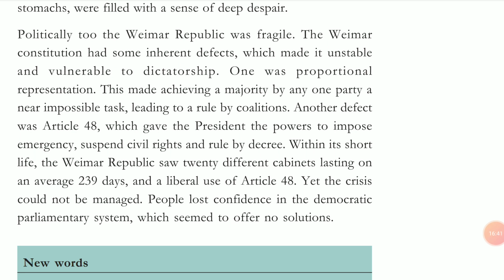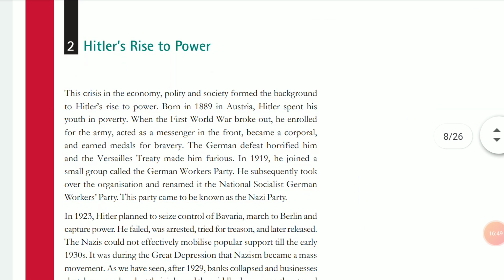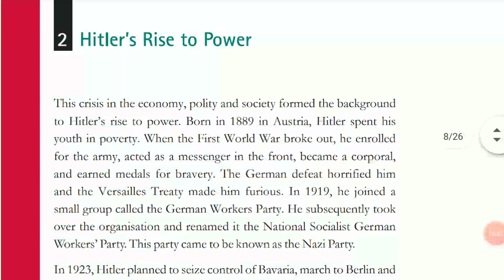People lost confidence in the democratic parliamentary system, which seemed to offer no solution. So what happened? Since the power was shifting from one party to another, the president was very frequently using Article 48. With all this happening, what happened to the people? They lost confidence in the democratic parliamentary form of government. They believed that this form of government cannot be fruitful or cannot have a developmental perspective, and they lost faith in the ruling government.